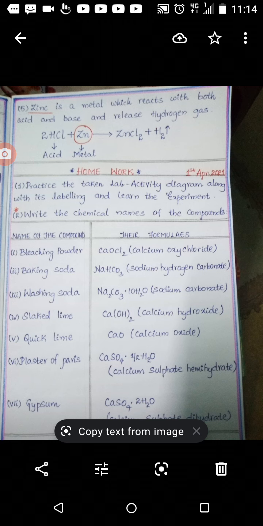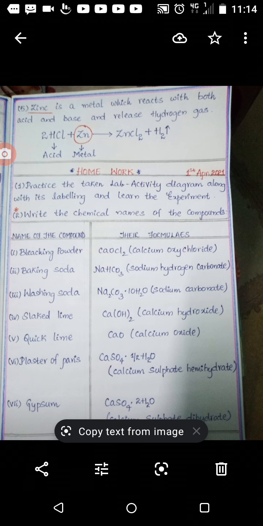The formula of bleaching powder is CaOCl2. Its chemical name is given as calcium oxychloride. Second one is baking soda. The formula of baking soda is NaHCO3. Its chemical name is sodium hydrogen carbonate. Now third one is washing soda. The formula of washing soda is Na2CO3 into 10 molecules of water. Its name is given as sodium carbonate.